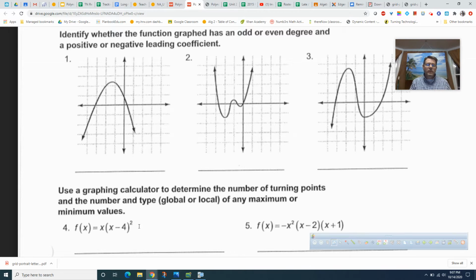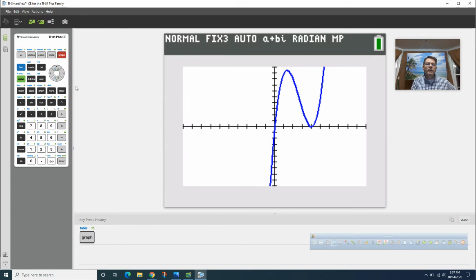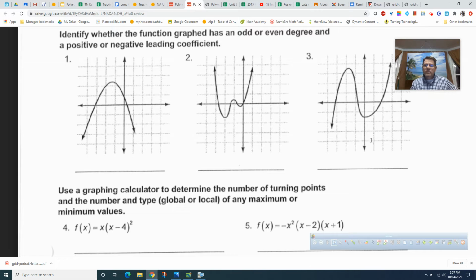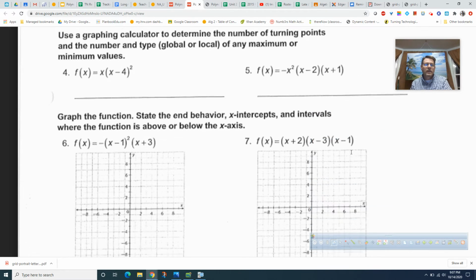All right, so let's go ahead and look at this guy here because it said look at global and local and all that kind of stuff. So I'm going to do a quick look at my graph here. I've already got it plugged in, and here it is. All right, it's got a local maximum and a local minimum and 2 turning points. So that's easy enough to do there. Okay, so we can continue that process with those guys there.